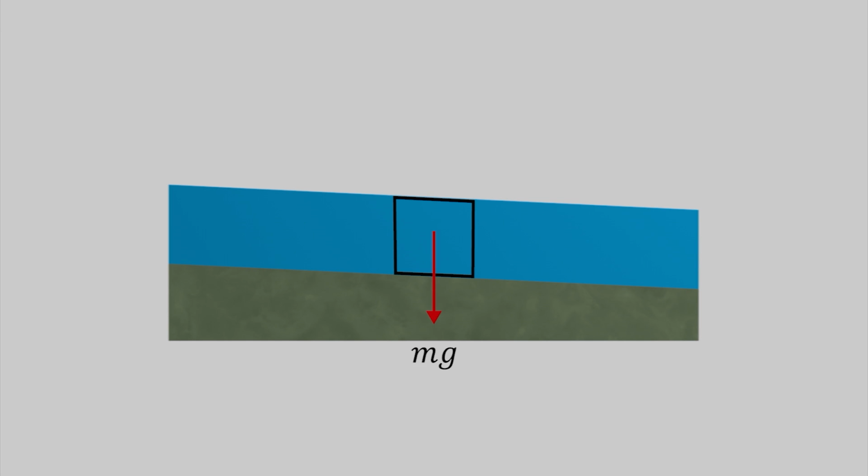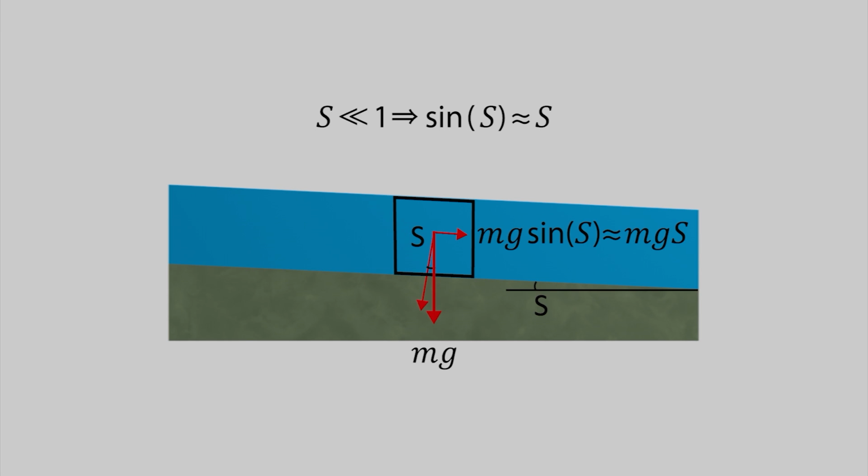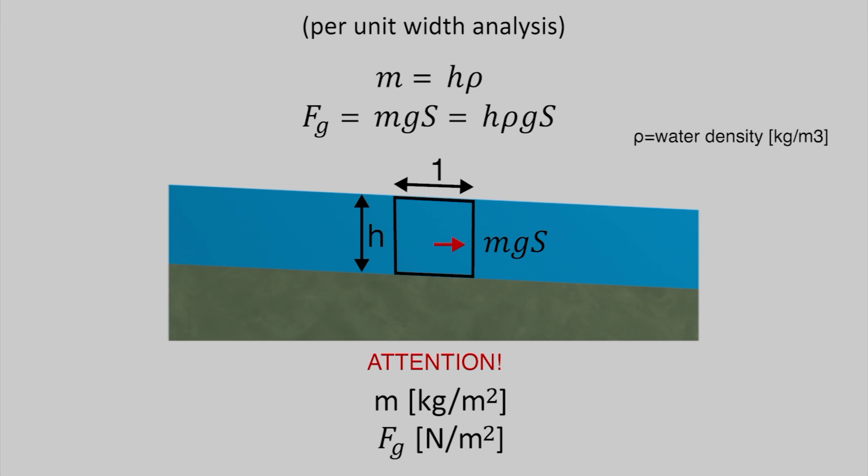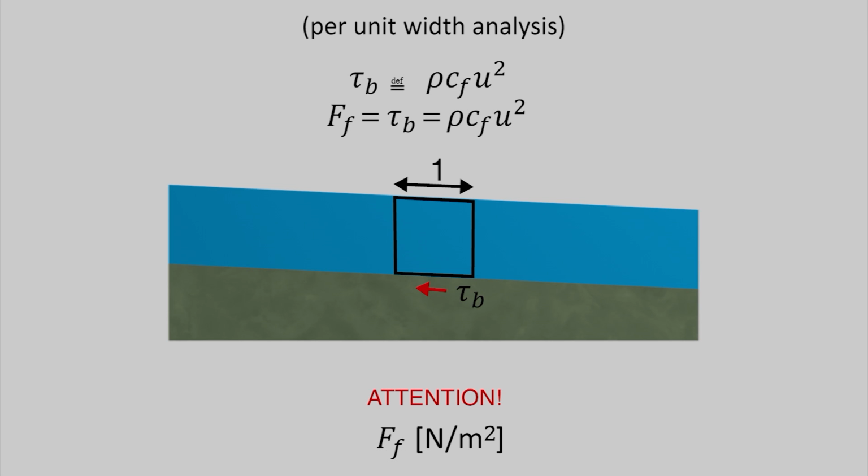The question is, how can we predict the normal flow depth that corresponds to the steady state? Well, let's see. If we analyze a volume of water in an equilibrium state, the gravity and friction forces balance each other. We know that the force of gravity is the product of mass and the gravitational acceleration. The component of the gravitational force that is balanced by friction is the one parallel to the bed surface. Considering again the 1 meter wide and now 1 meter long section, the mass is equal to the flow depth times the water density. The unit of the gravitational force is Newton per square meter.